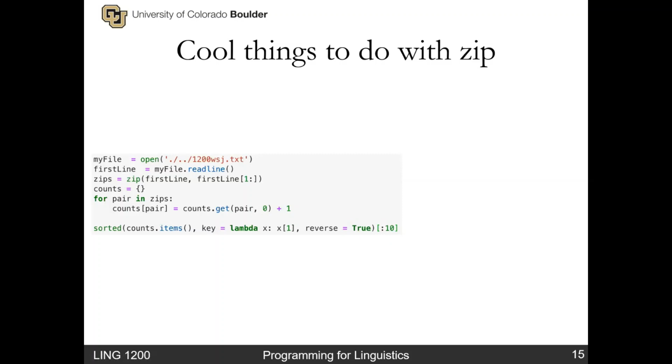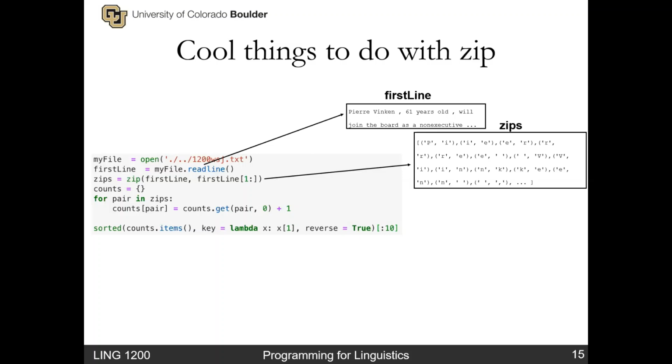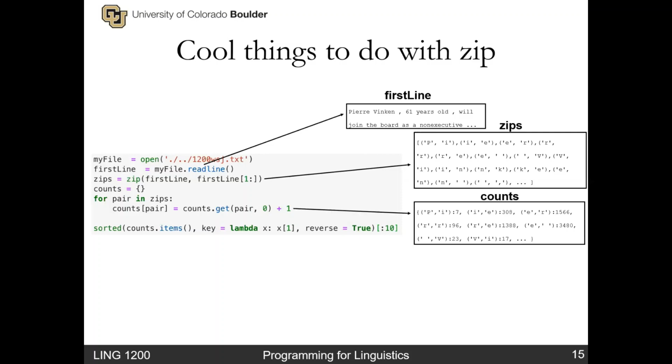Let's see. So that's the code. Let's kind of walk through what's happening here. So the first line of code is going to start out like this. If you've looked at it, which hopefully you've eyeballed it, you've seen that that file starts out like this. When we zip the text with the text minus the first letter, we're going to get these 2-letter sequences. PI is the first 2-letter sequence. The next 2-letter sequence is IE, then ER, RE, RR, and then RE, etc. So that's what zip's value is if we printed it out.